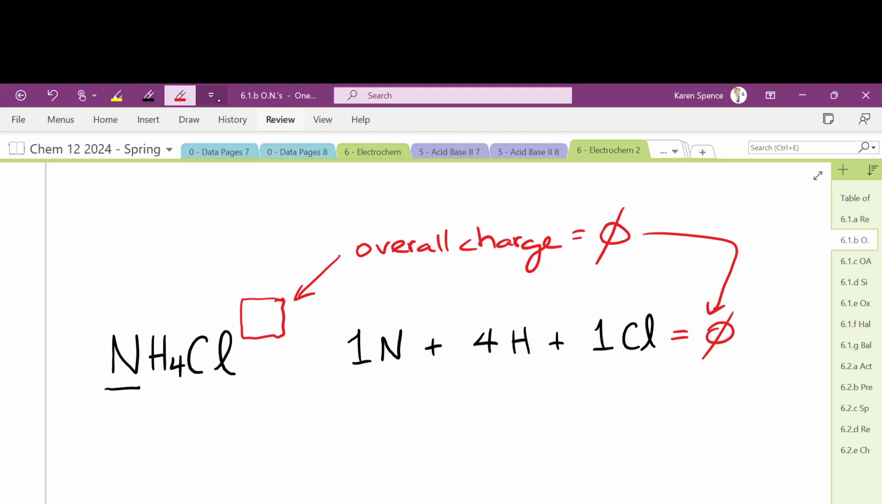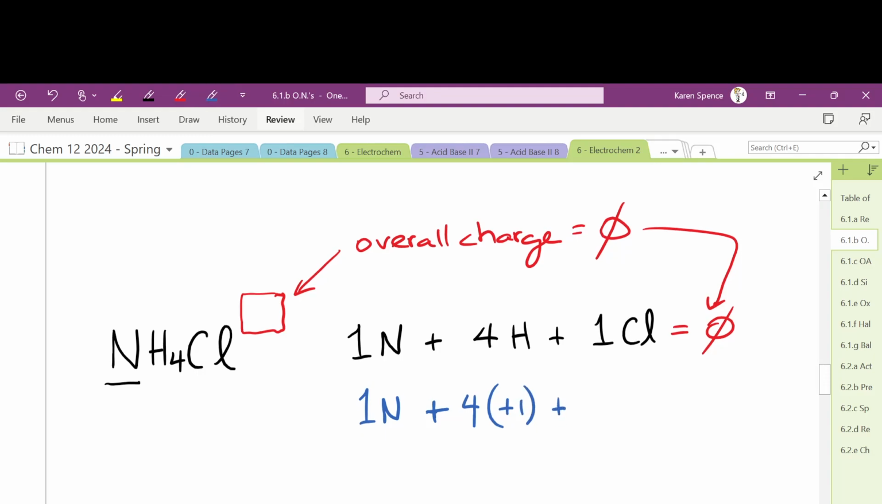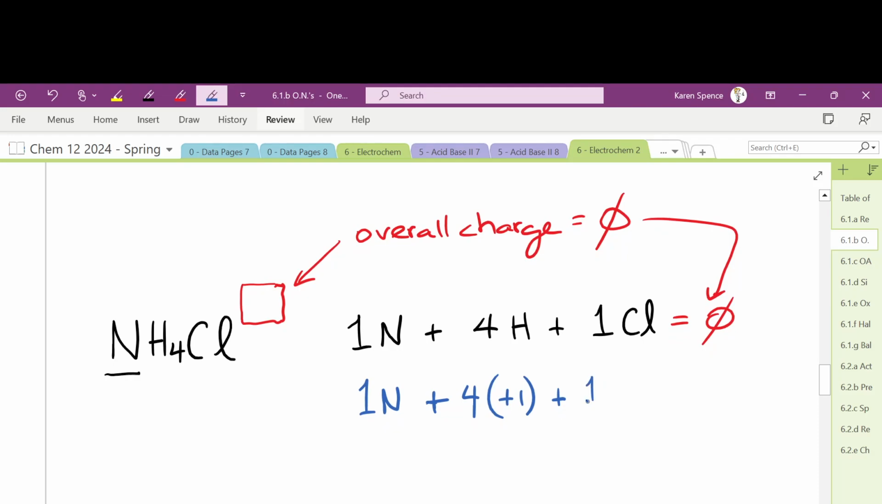We are solving for the 1 nitrogen, so we're just going to leave it there. So we're going to have 1 nitrogen. But now we're going to substitute in those numbers that we remember for the oxidation number of hydrogen. What is the normal oxidation number for hydrogen in a compound? +1. Okay. And then we have 1 chlorine. What's the oxidation number for chlorine in a compound? -1.